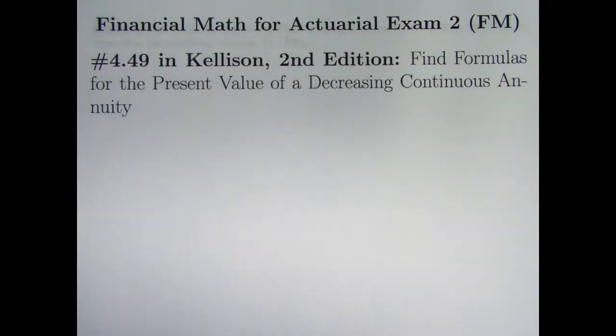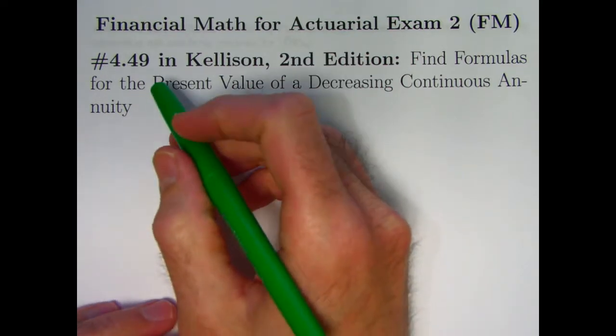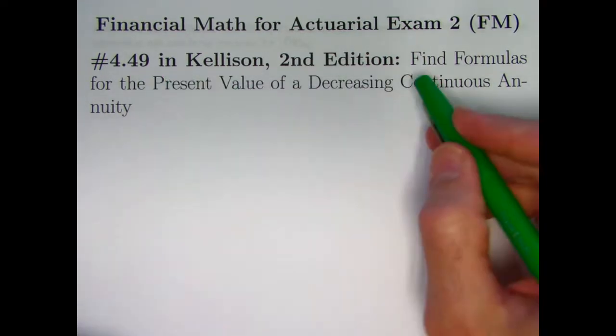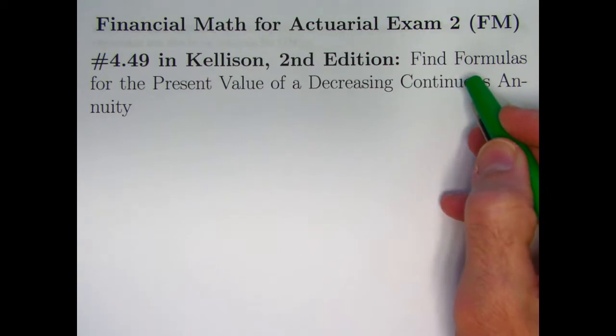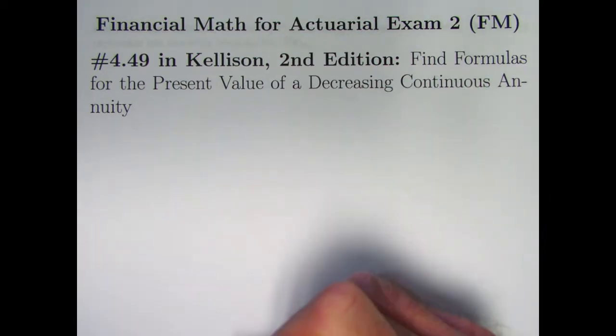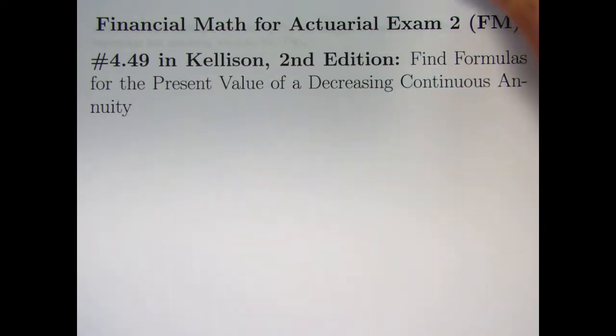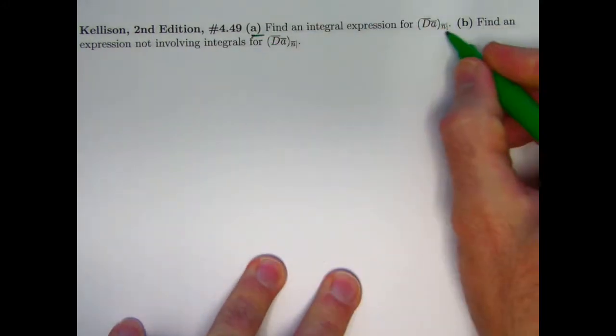In this video, we're continuing to think about continuous annuity problems from Kellison's book on the theory of interest, problem 4.49. We're going to be finding a few different formulas for the present value of a decreasing continuous annuity. It's a special decreasing continuous annuity, a standard one. Here's the problem statement, two parts to it, part A and B.